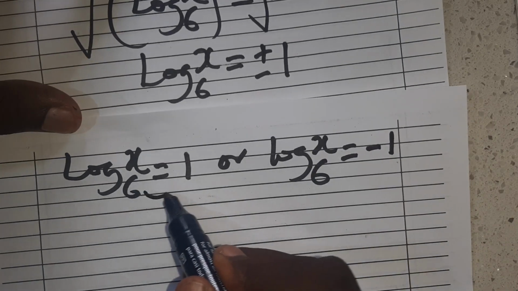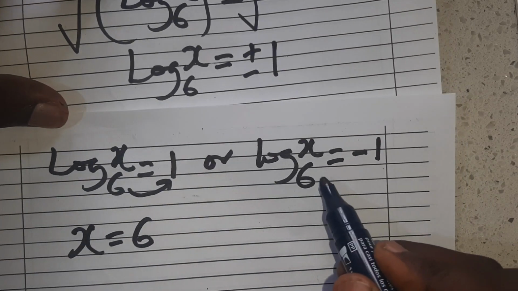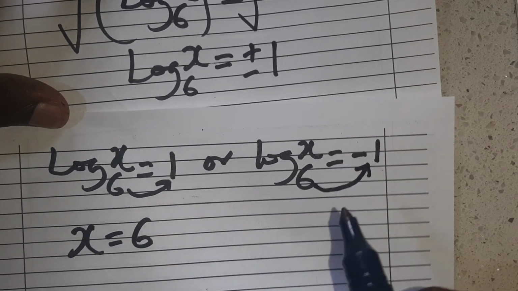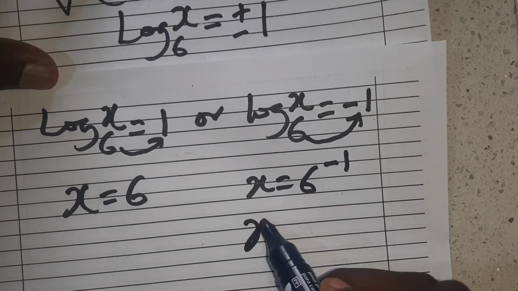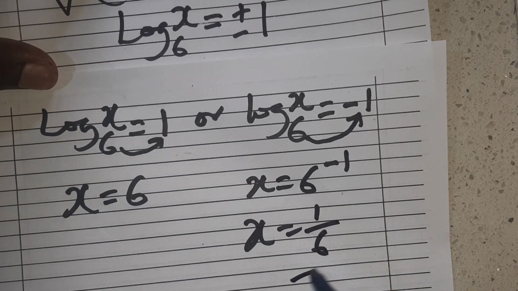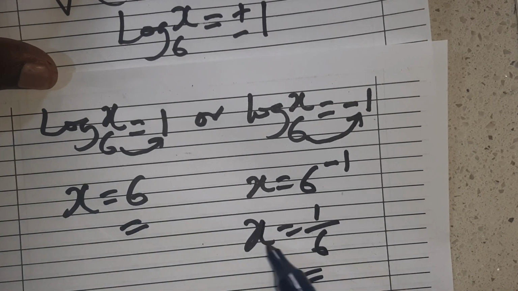And of course, we know that 6 raised to power 1 must give x. So we now have x equals 6. Then here, 6 raised to power minus 1 must also give x. We now have x equals 6 raised to power minus 1, which is also x equals 1 over 6. So these two values will make the equation true. So that's it, very simple.